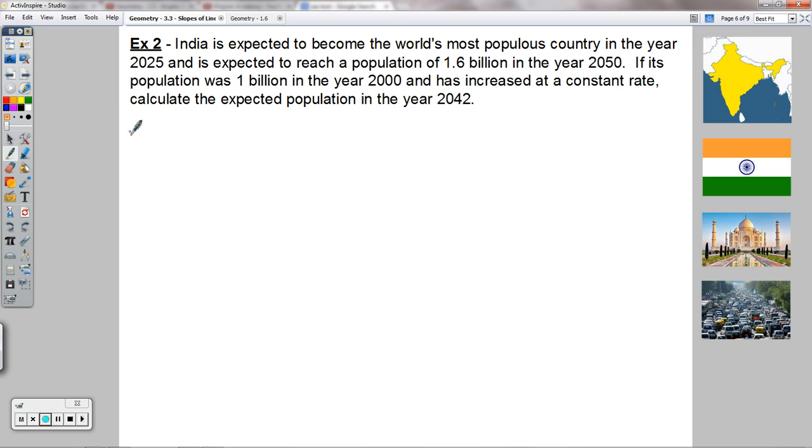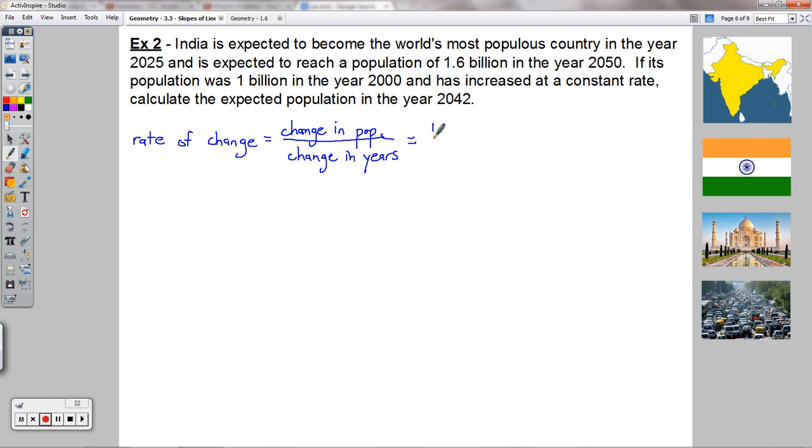So this one, we have a rate of change problem. We're trying to figure out basically how many people the population is increasing by each year. Once we know that, then we can just multiply that by a certain number to figure out what it is in 2042. So rate of change, when we're talking about population, this would be the change in population over change in years. So we're looking for how many people per year the population is increasing by.